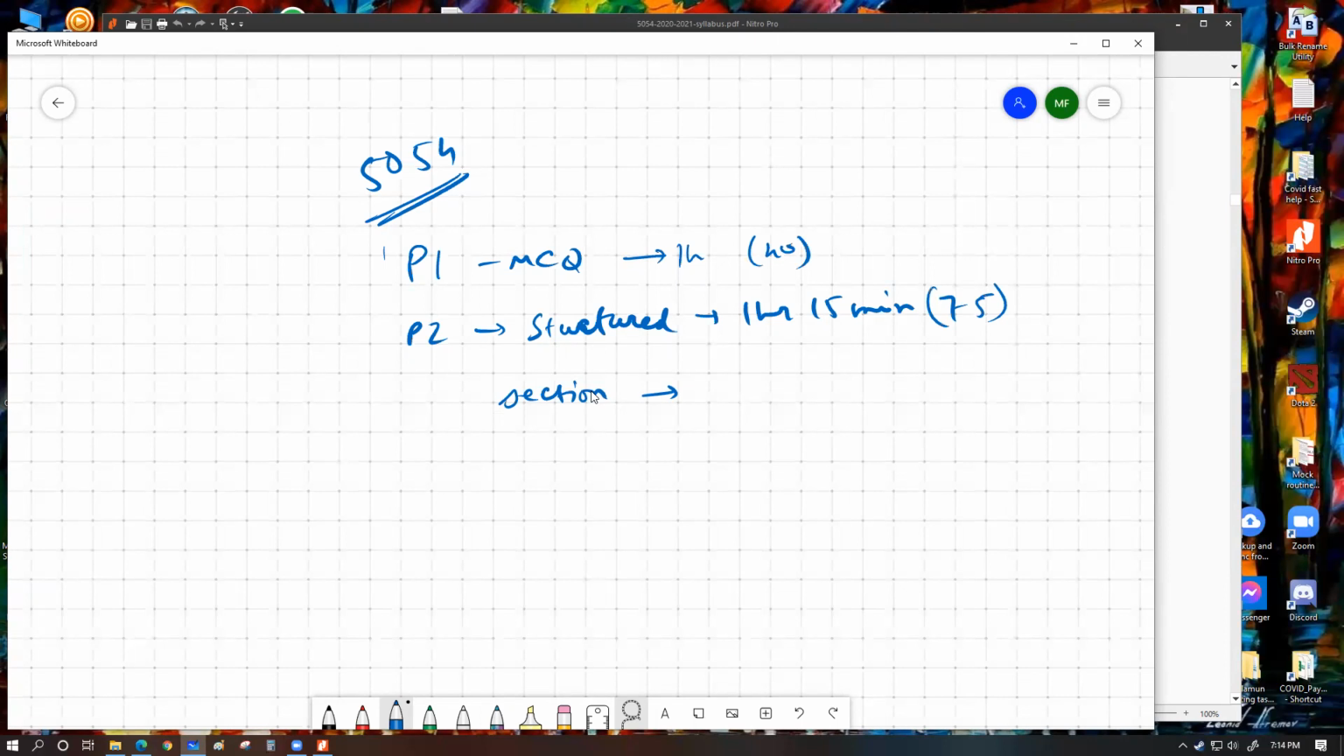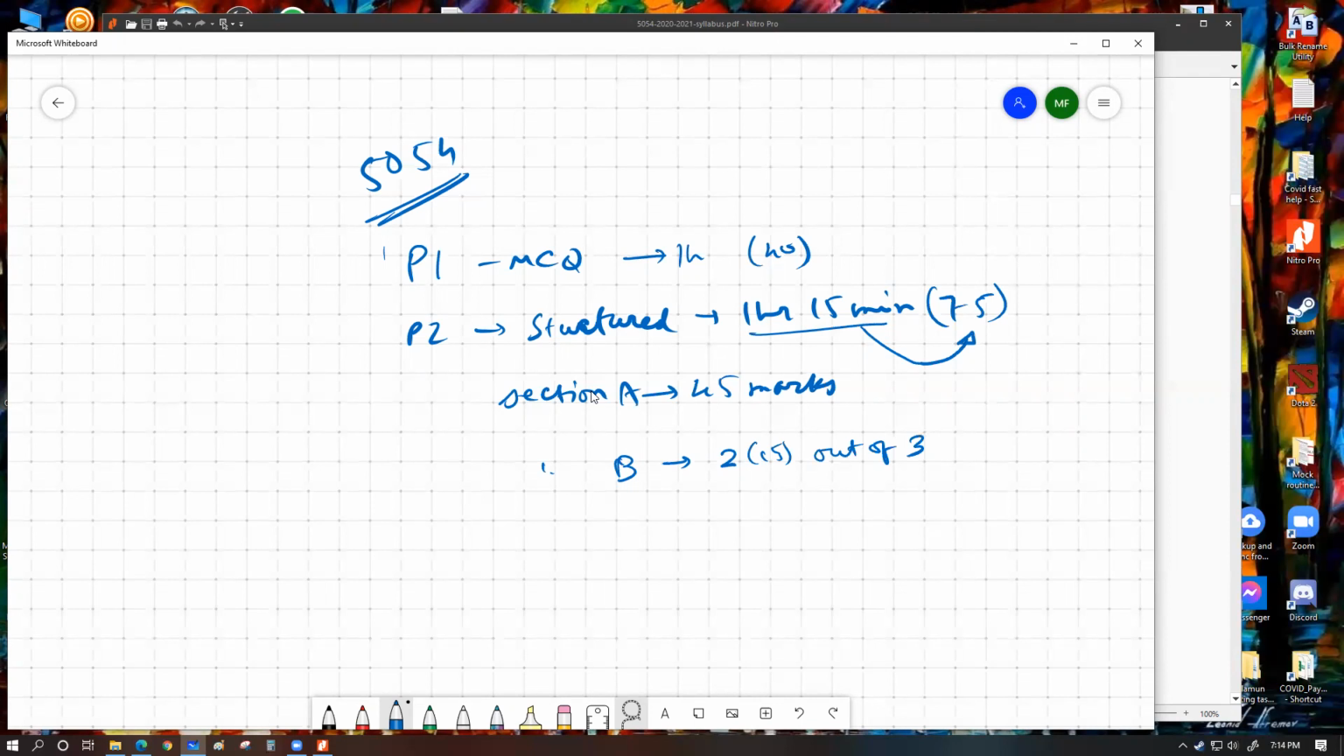Section A has 45 marks in it, where you have to answer all the questions without any option. In section B, you have to answer 2 questions, each 15 marks, out of 3. So you have a total 75 minute exam. Within 75 minutes, you have to answer 75 marks. So it's practically 1 minute per mark.